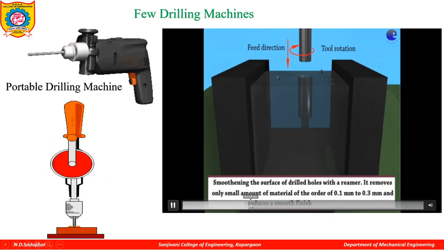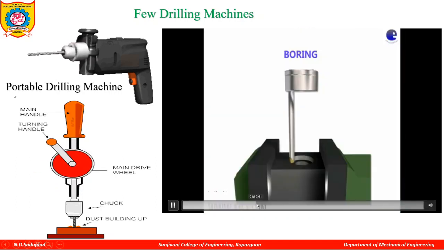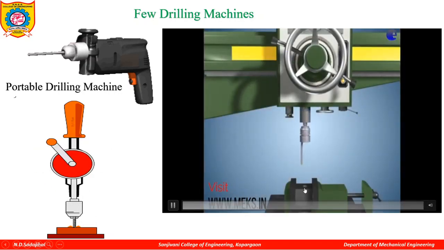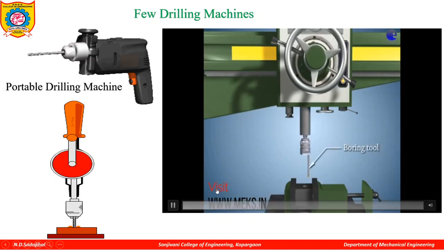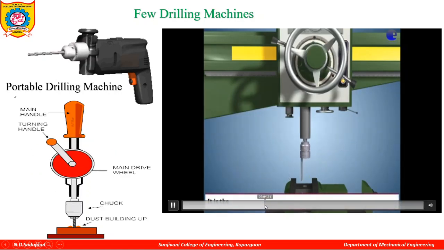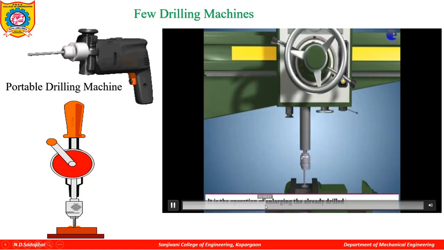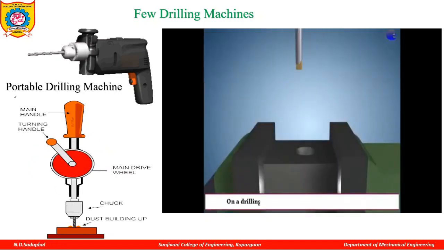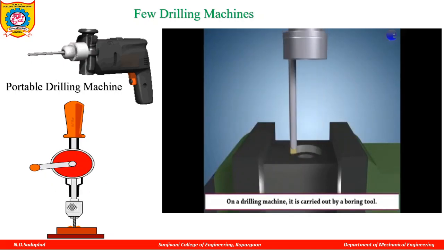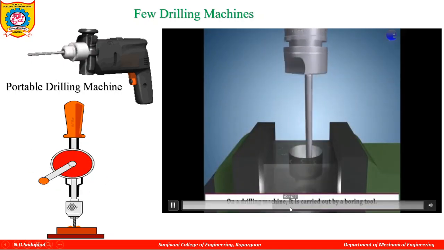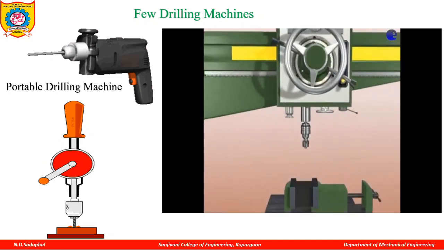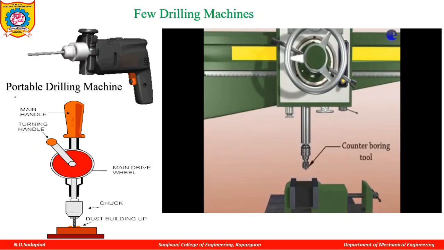Then next, boring. In the boring operation, the hole is already drilled, and you want to increase the diameter of the hole. The tool name is boring tool. So the diameter will be increased throughout. Whatever hole size is there, the total hole diameter will be increased. You can see here.